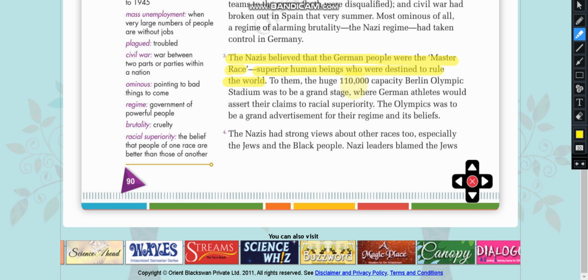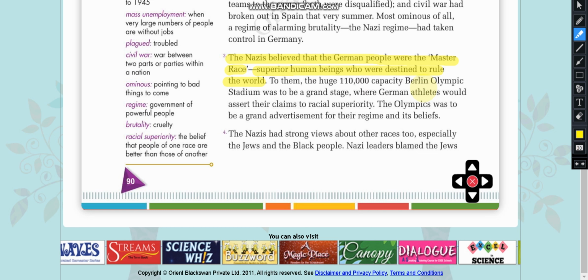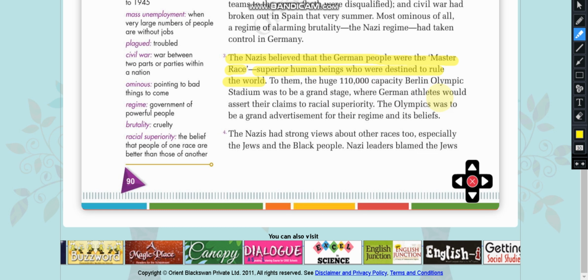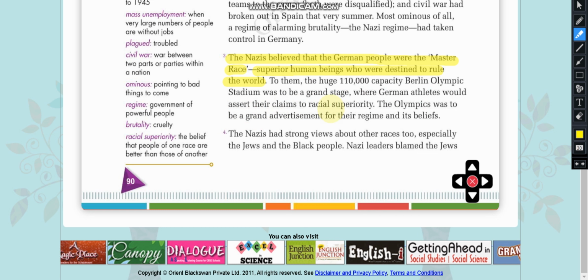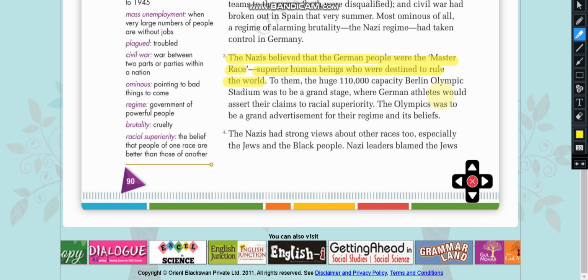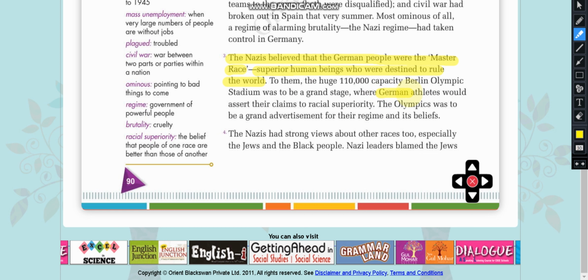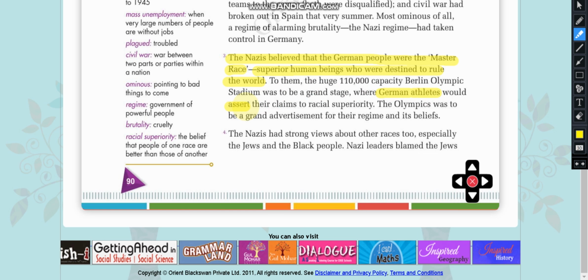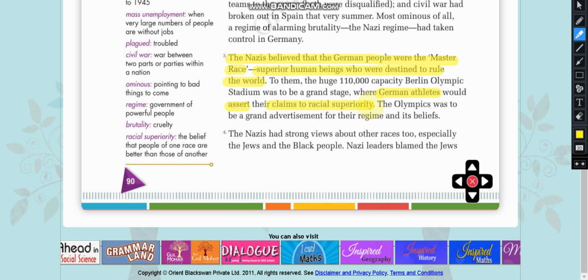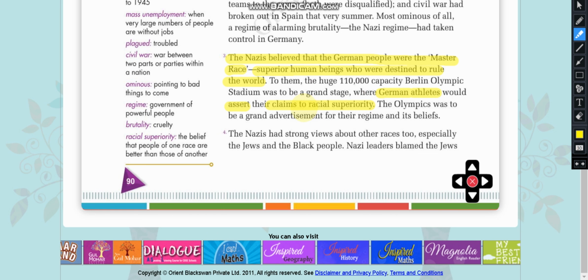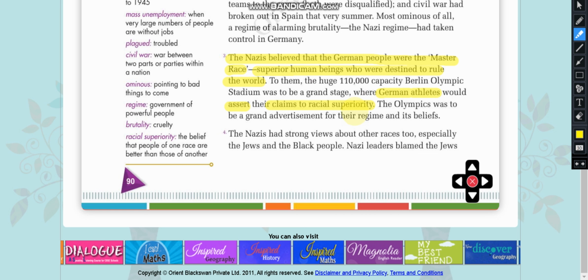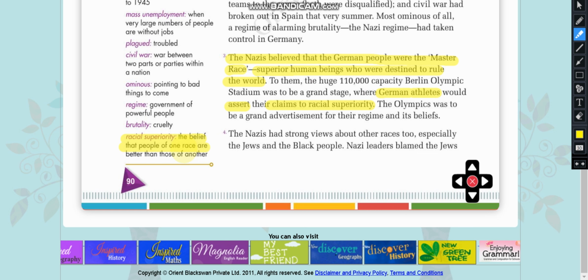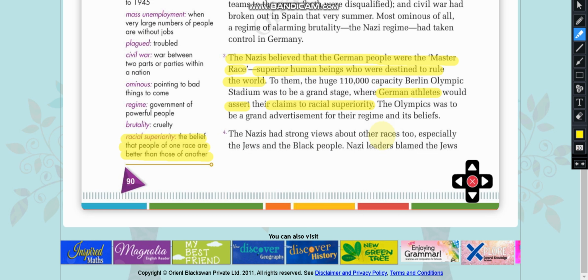To them, the huge 110,000 capacity Berlin Olympic Stadium was to be a grand stage where German athletes would assert their claims to racial superiority. Now, what does this mean? Here it means that the German athletes would assert, means they would show their claims. It means that they would win all the games and they would show racial superiority. Now, here, racial superiority means the belief that people of one race are better than those of another.